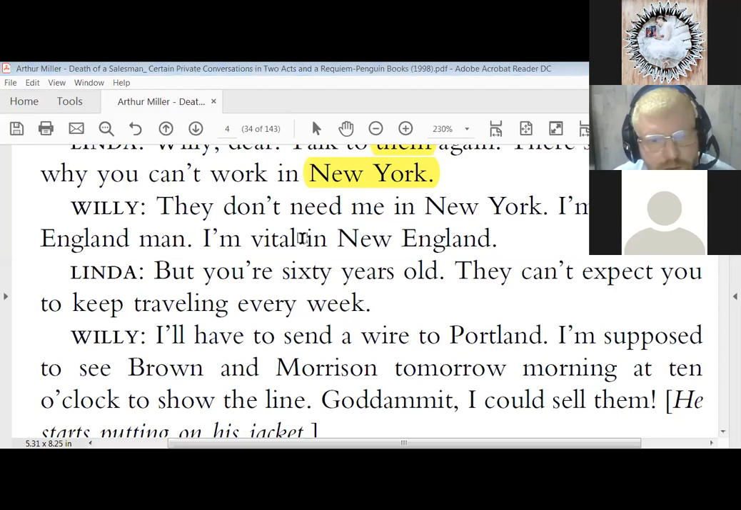So, Willie: they don't need me in New York. I'm the New England man. I am vital in New England. So he is traveling to New England. He's supposed to be selling goods in New England. But when he says that I'm the New England man and I'm vital in New England, we'll know later that that is just about boasting, and it is wrong.